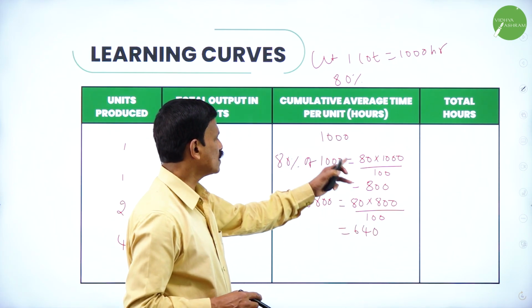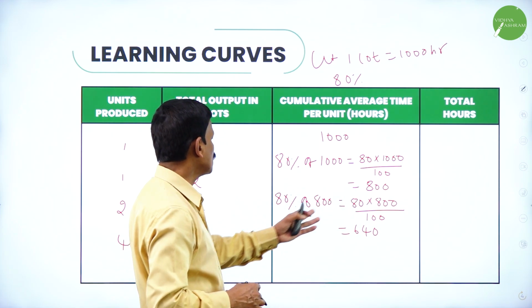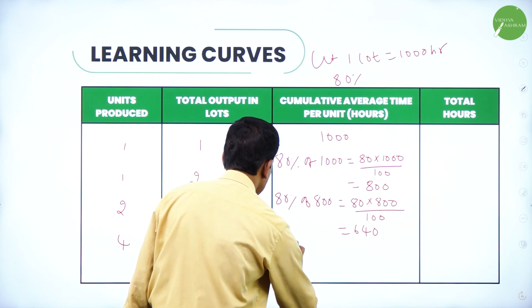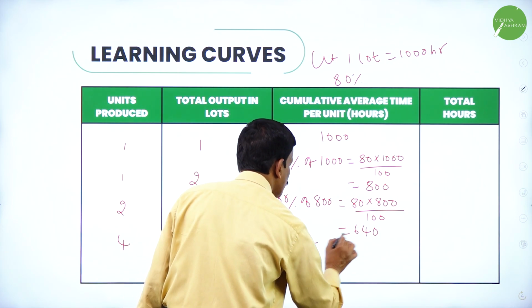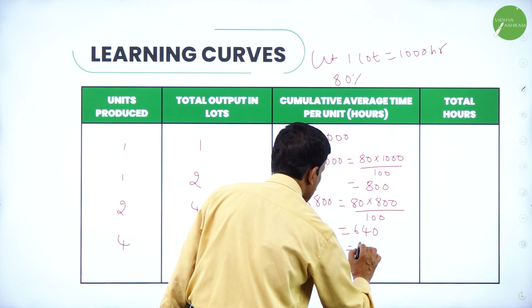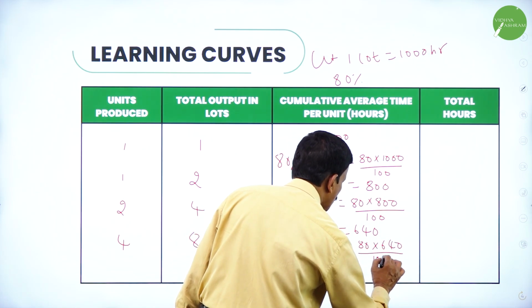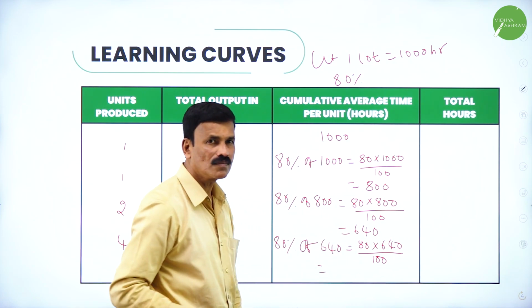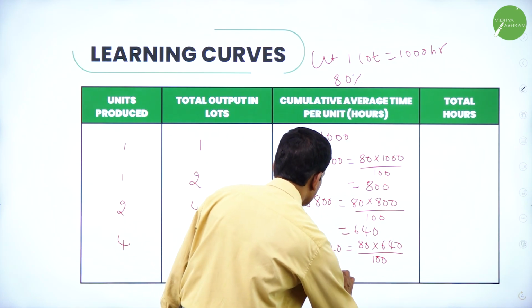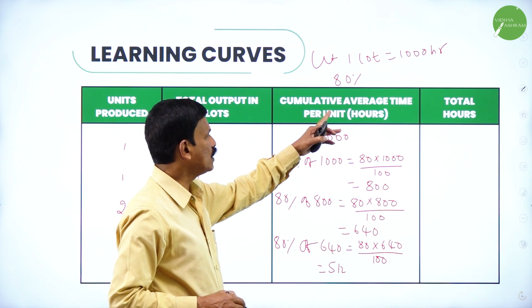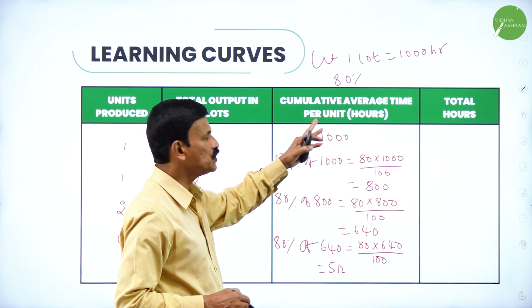So 80% of 1000 is 800, and 80% of 800 is 640. Similarly, find 80% of 640: that is 80 into 640 divided by 100. This is equal to 512. Right, 512. Now calculate the cumulative average time per unit.